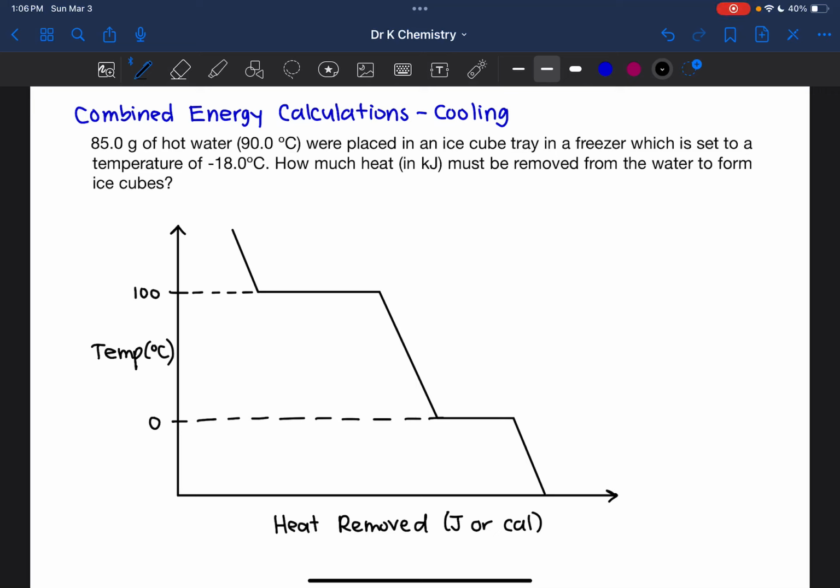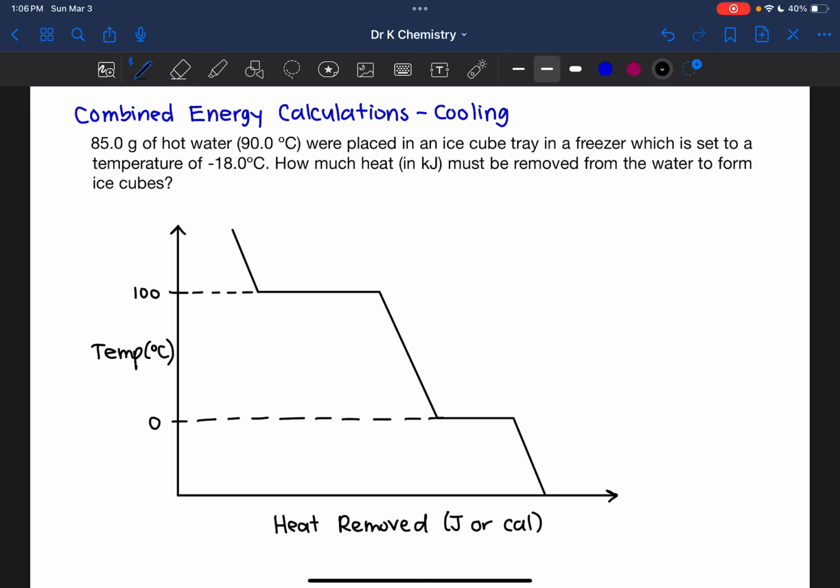In this video, we're going to work on combined energy calculations when we are undergoing a cooling process. The question states that 85 grams of hot water, which are at 90 degrees Celsius, were placed in an ice cube tray in a freezer which is set to a temperature of negative 18 degrees Celsius. And it's asking us how much heat in kilojoules must be removed from the water to form ice cubes.